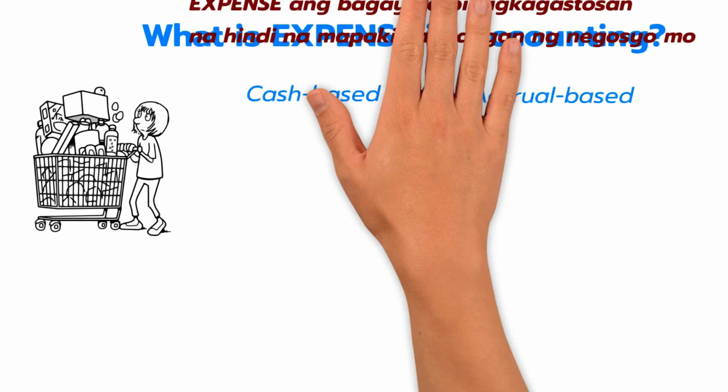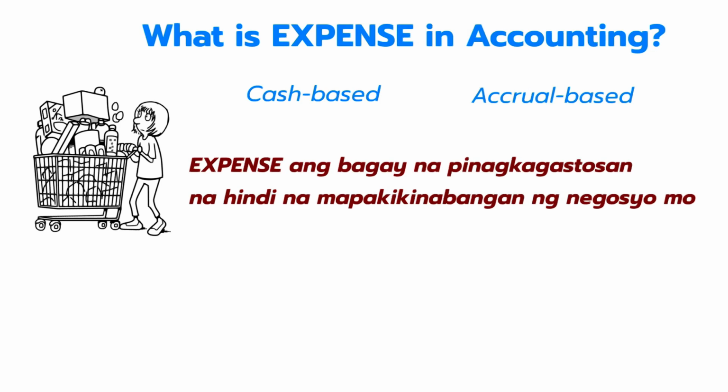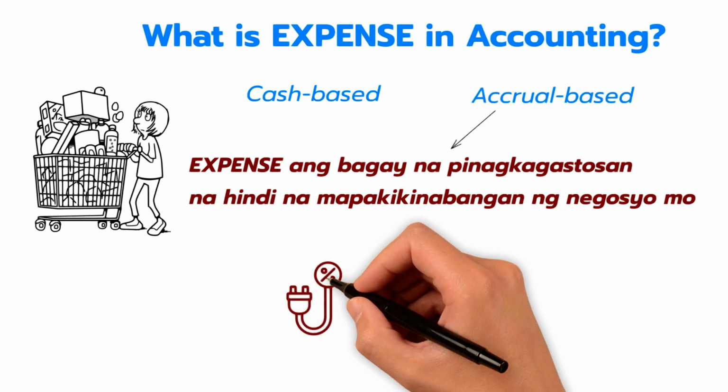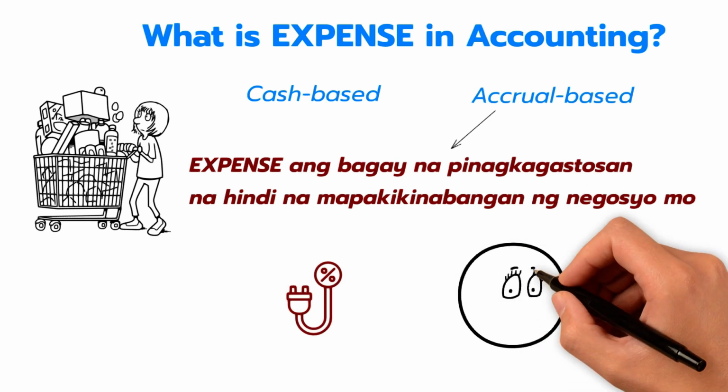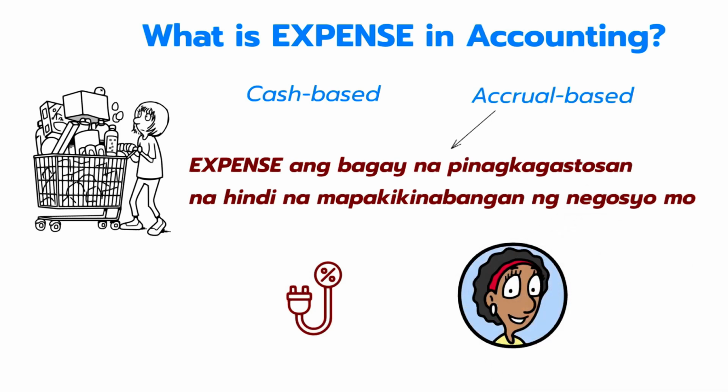Kapag ang isang bagay na iyong pinagkagastusan ay hindi na mapapakinabangan ng iyong negosyo sa future, ito ay isa nang expense. Halimbawa, nag-bill sa business mo si Meralco at nagbayad ka ng kuryente, hindi mo na mapapakinabangan ang kuryenteng gamit mo noong nakaraang buwan. Noong pinasahod mo si Inday, isa rin itong expense dahil ang gastos ay para sa itinrabaho ni Inday noong nakalipas na 15 or 30 days. Tingnan natin ang mga iba pang pinagkakagastusan na hindi itinuturing na expense.